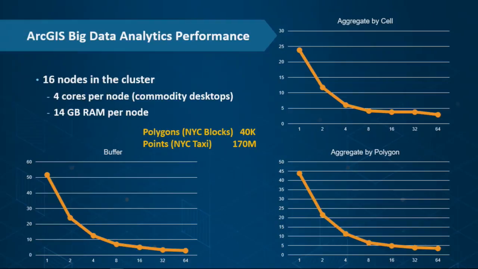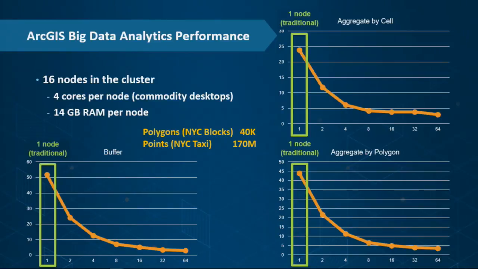That's just a number. Okay, you're showing me curves, and they're all kind of curving the way you'd expect. Well, think of it this way. If you were running this buffer operation on a standard desktop using the standard buffer GP tool, that's equivalent to running one node in this cluster. And here you can see running the buffer would take maybe 53 minutes if it completes. Or doing aggregate by cell would take 24 minutes. Or doing an aggregate by polygon, 44 minutes. That's what you can do today, okay, with standard processing.